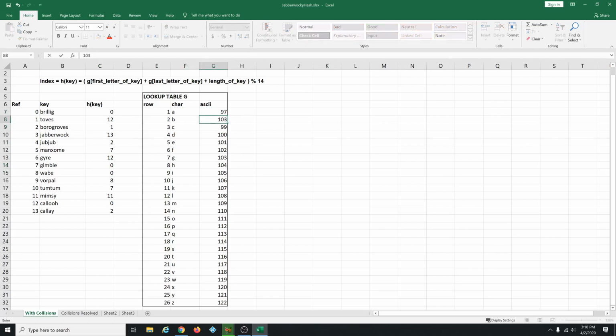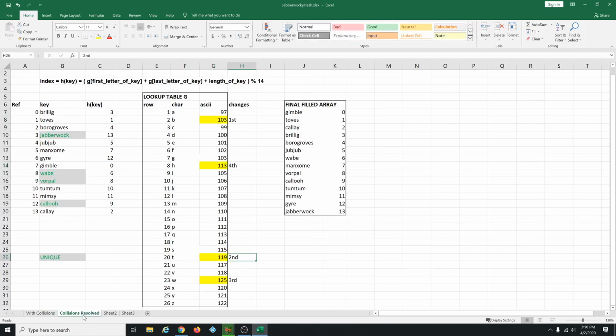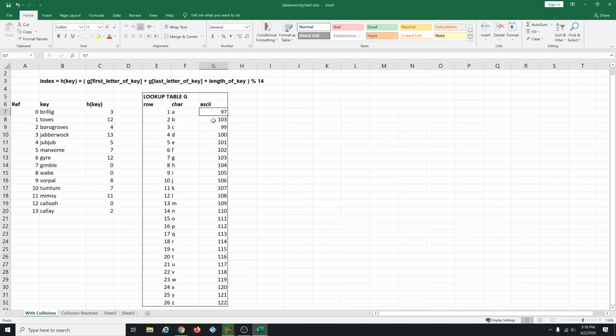And I ended up with a 103, right? Or was it 104? It was 103. If you change this to 103, this Brillig became a 3, which was available. And Jub became a 5, which was available. So that was a good one to change.